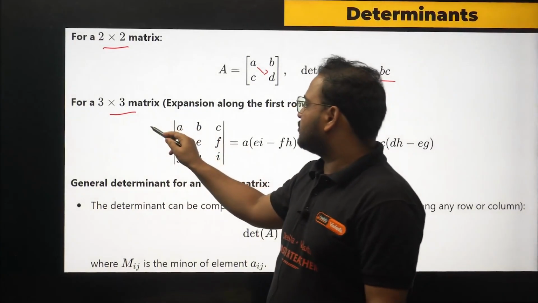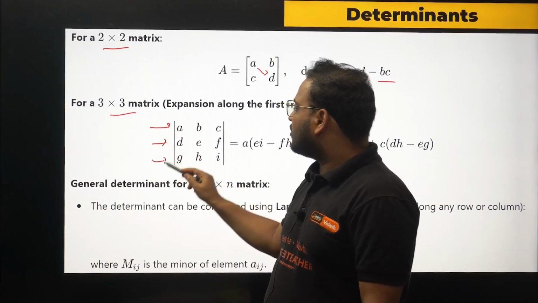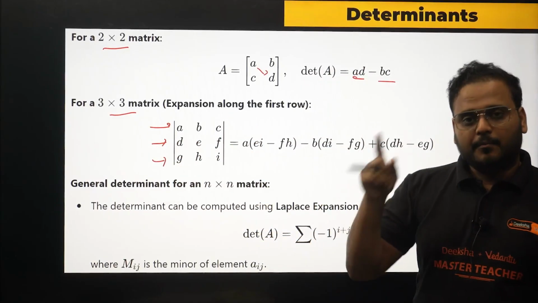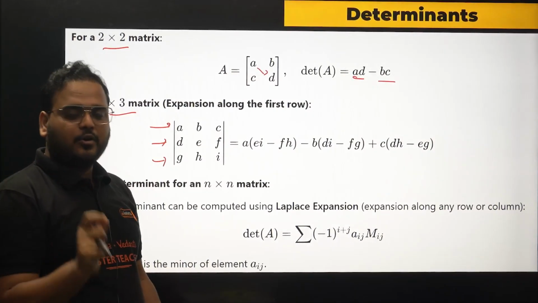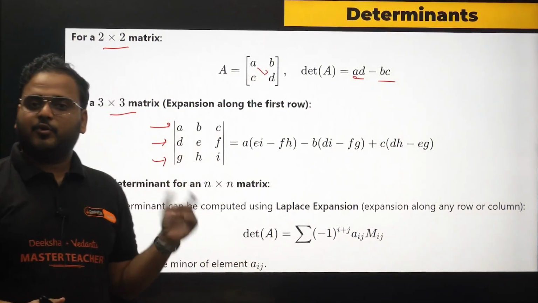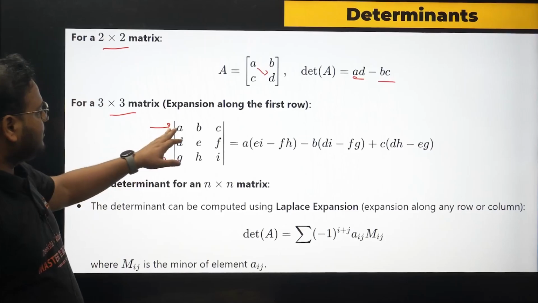For a 3 cross 3 matrix, you can find it across any row or column. You can use the first row, second row or third row, or you can use any of the columns also. But use any one. Don't use all the 6. The result will always be the same for all the 6 iterations. This time I'm using the first row.